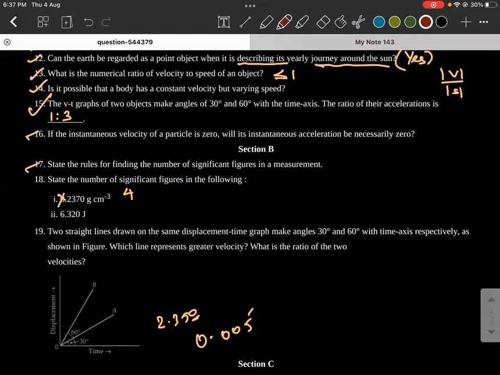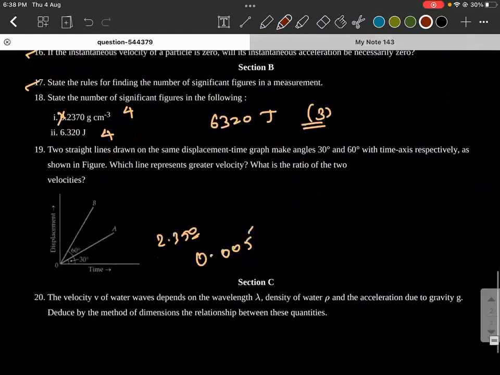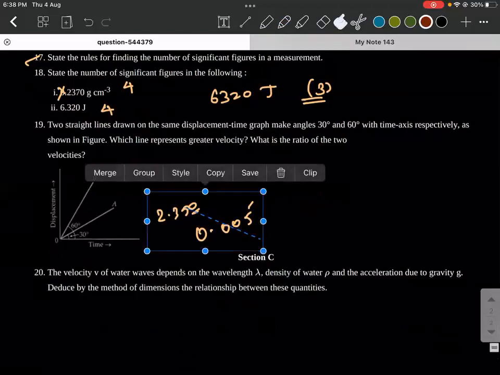In a similar way, you have 6.320. It's a decimal value. The zeros after the non-zero digit are considered. For example, had the question been 6230 joule, how many significant figures are there? 3. Because it's a non-decimal number and the zeros after the non-zero value are insignificant. So here the answer will be 3. About this in depth, you can learn it from the video. Go through that.